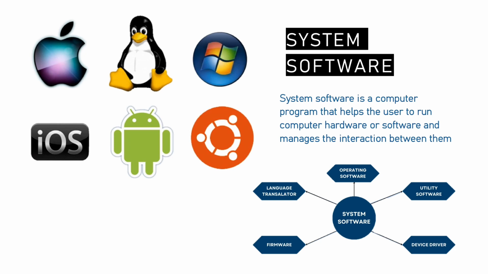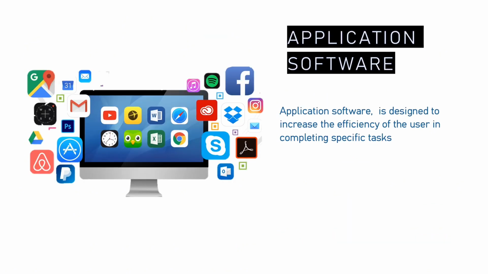System software is a program that helps the user to run computer hardware or software and manage the interaction between them. Mainly, operating systems are in this category, but firmwares, language translators, interpreters, device drivers, and utility software are also system softwares. Application software is designed to increase the efficiency of user in completing a specific task.